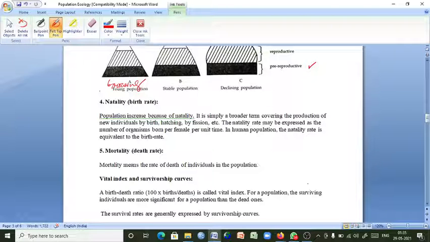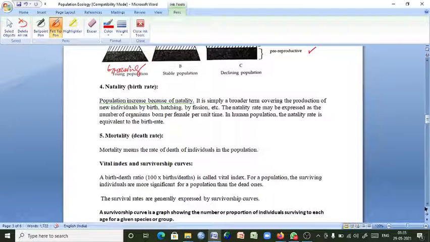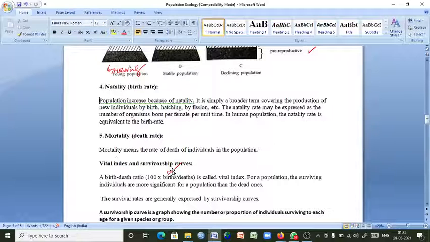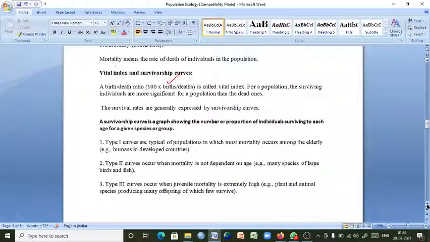Then we have to study the vital index and the survivorship curves. The birth-death ratio into 100, that is birth by death into 100, indicates the vital index. For a population, the surviving individuals are more significant than the dead ones. The survival rates are generally expressed by survivorship curves. A survivorship curve is a graph showing the number or proportion of individuals surviving to each age for a given species or group. There are three types of curves.